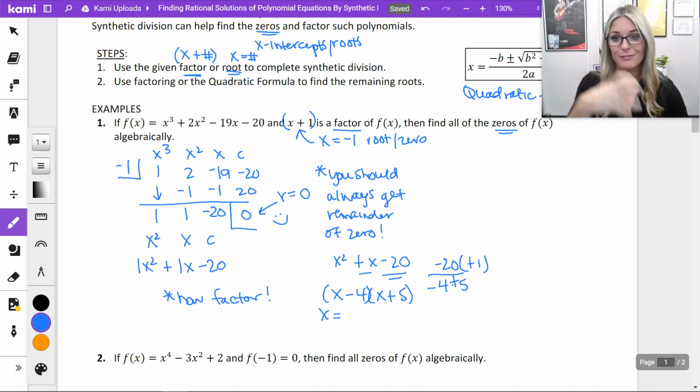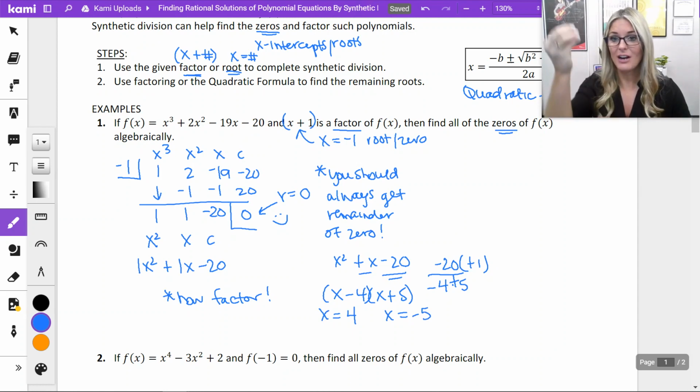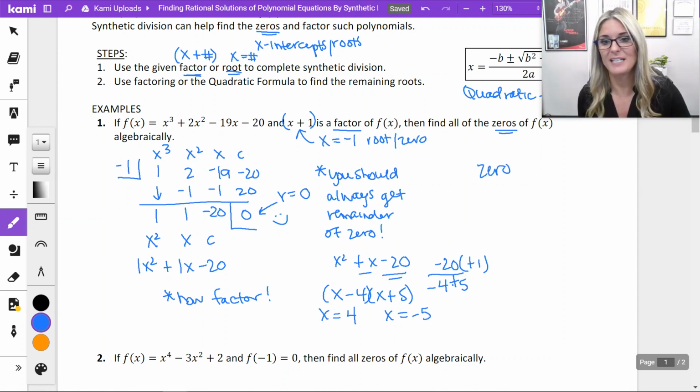x minus 4 as a factor, when I solve it, the 0 or root there is positive 4. X plus 5, when I solve and subtract 5 from both sides, we're going to get a negative 5. So to answer our question, we were asked to find those zeros. They are 4, negative 5, and there's one more, there's 3.